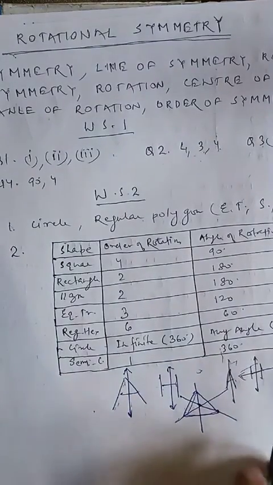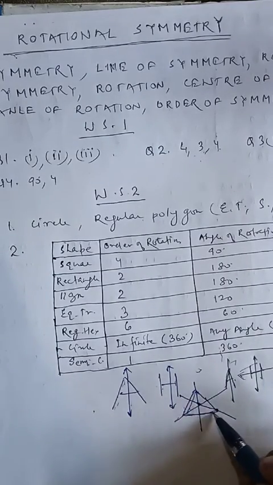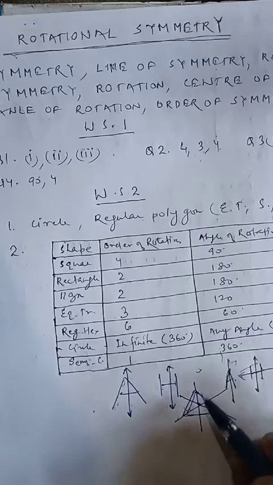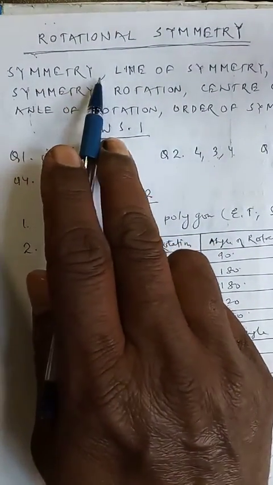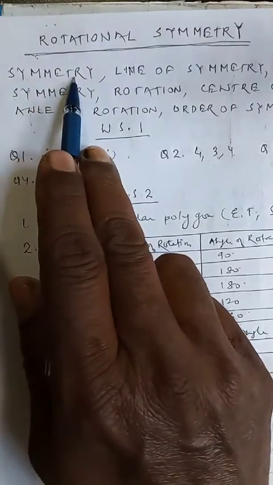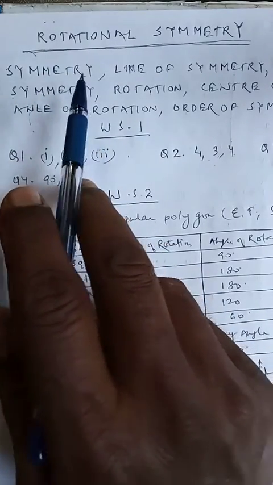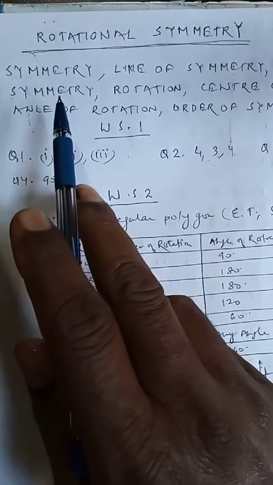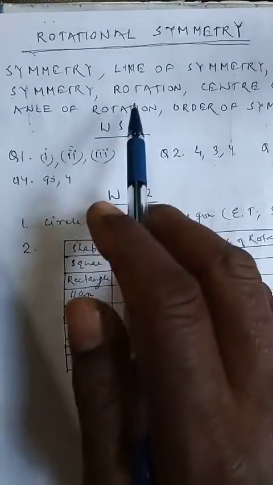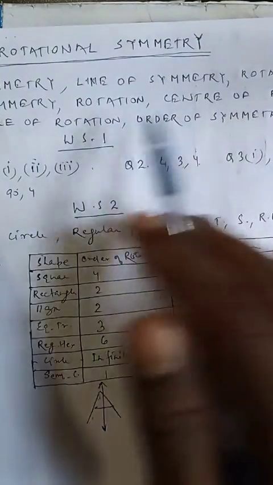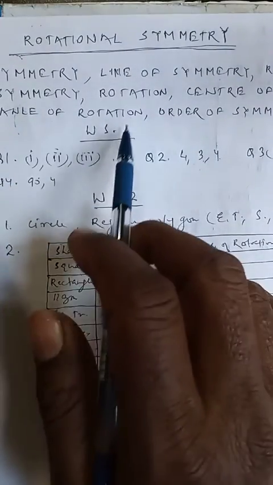So rotational symmetry is a symmetry where, when we rotate any figure by a given angle, we get the same figure again. So the definition of symmetry is clear to you: if any part of a figure is placed over another one on the basis of a line or on the basis of an angle, then it will cover each other completely or give the same previous figure. Here we have line of symmetry and rotational symmetry. Both are clear to you now.